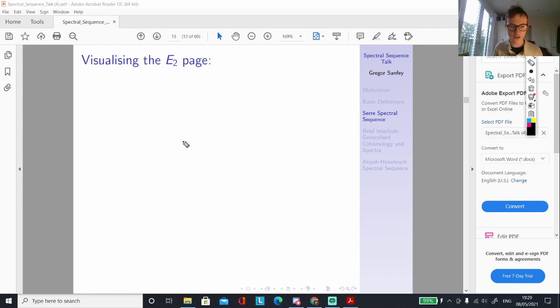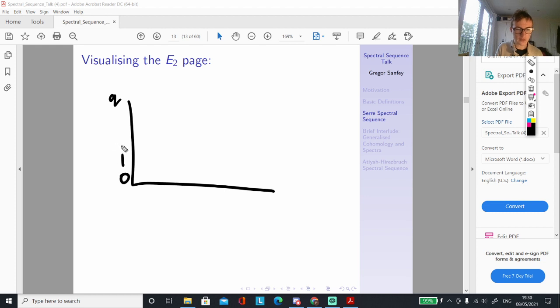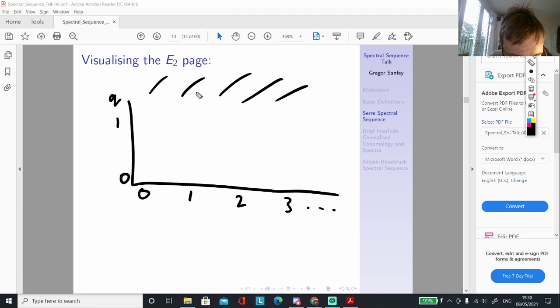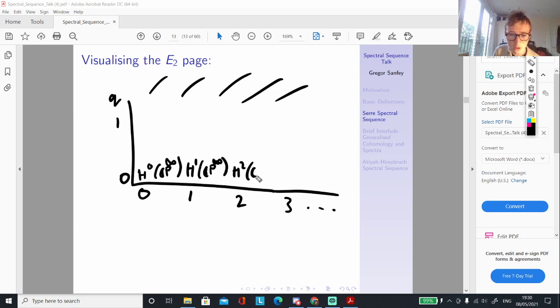Okay, so what's the E2 page going to look like? Well, let's say we have the q-axis here. The only ones we care about are when q is 1 or 0. Actually, I've got space here because we only have 2 things here. So when it's 1 or 0, and then we're going to have 0, 1, 2, 3, so everything up here is going to be 0, because that's when q is bigger than or equal to 2. Along here we're going to have the 0th cohomology of CP infinity. Here we're going to have the first cohomology of CP infinity. Here we're going to have the second cohomology of CP infinity, and so on. Again, here we're going to have the same thing, we're just going to denote it by H1, H2.